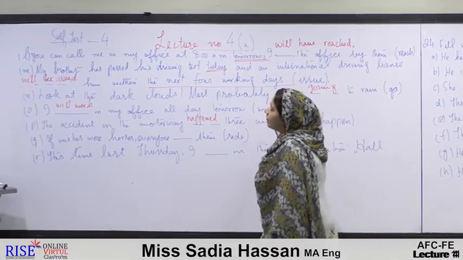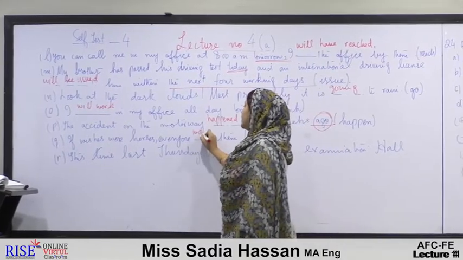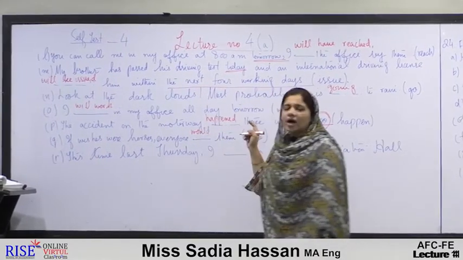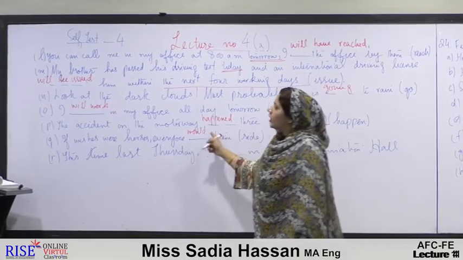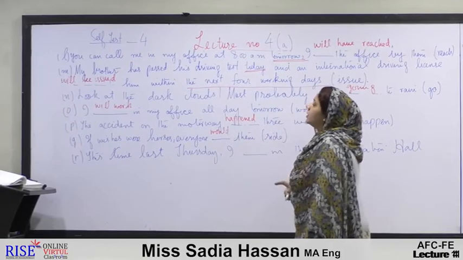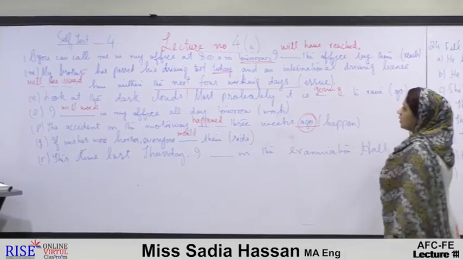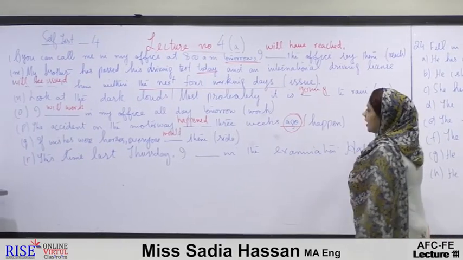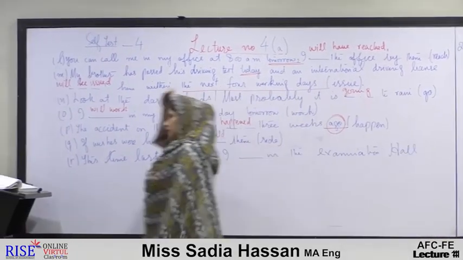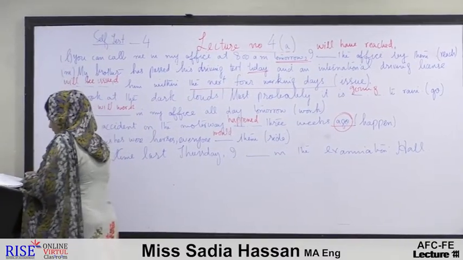Number G, if wishes were horses, everyone would ride them. Would is the past form of will. So in the context of were, I am using would over here. This time last Thursday, I dash in the examination hall. What is the tense provided to us over here in R?